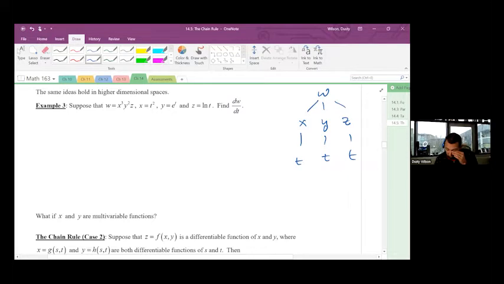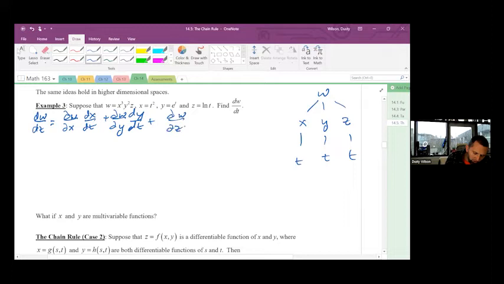And so we're going to get that dw/dt equals the partial of w with respect to x times dx/dt, plus the partial of w with respect to y times dy/dt, plus the partial of w with respect to z times dz/dt. And if we went through and found these, I don't think we have quite enough colors to do everything, but maybe we'll use just a couple colors here.